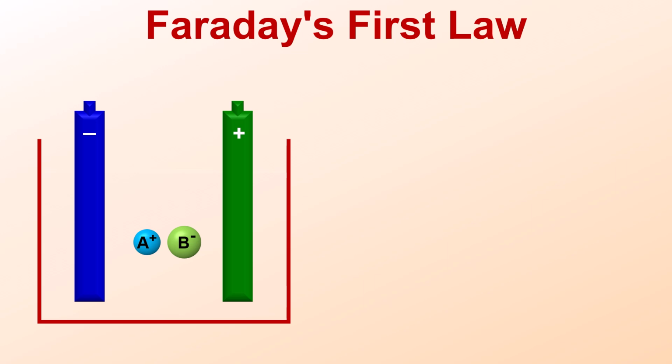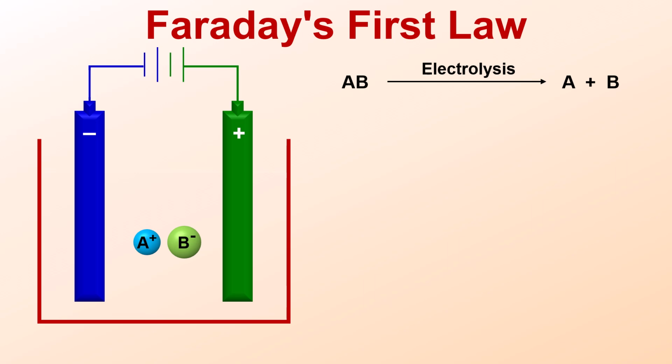Before discussing Faraday's laws, let us first understand what electrolysis is. Electrolysis is the process in which an electrolyte is decomposed by passing an electric current through it. This is done by applying an external electromotive force.